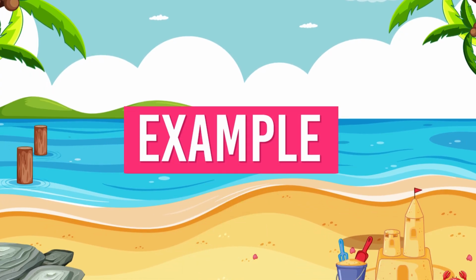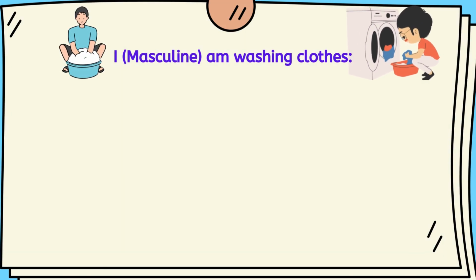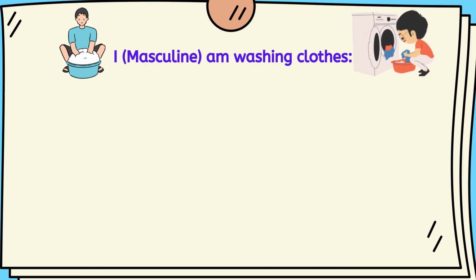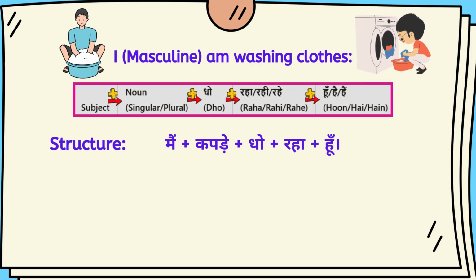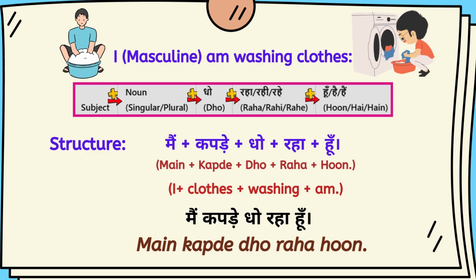Let's look at a very simple example. I am washing clothes, where I refers to a masculine speaker, would translate to मैं plus kapde plus dho plus raha plus हूँ. Now here's how it breaks down. मैं stands for I, kapde stands for clothes. Now dho basically means wash and raha हूँ indicates the present continuous tense for a masculine speaker. So it becomes मैं कपड़े धो रहा हूँ.